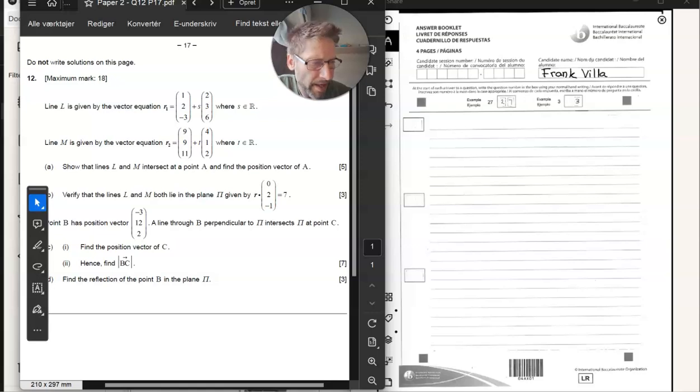And we are solving question 12. So in question 12, we get a line in 3 dimensions given by a vector equation, and then we're given another line by another vector equation. And question A says we have to show that the lines intersect at a point A, and we have to find the position vector of A.